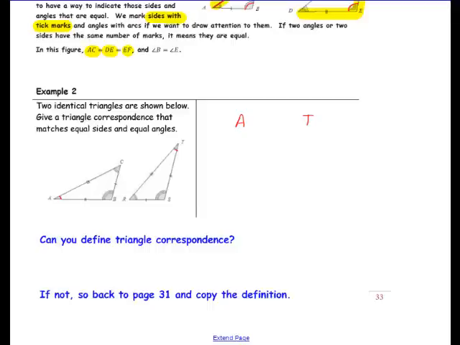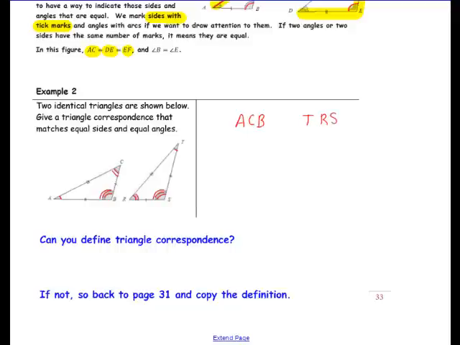Then let's look for the one with two arcs. So we have angle C with two arcs, so that will be our next letter. And in the other triangle, the angle that has two arcs is R. So C and R are corresponding. Then, going back, we have three arcs paired up with three arcs, so they are corresponding. So we have B and S.